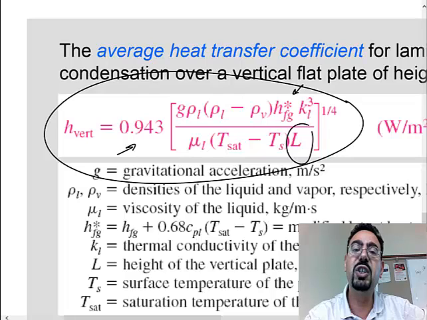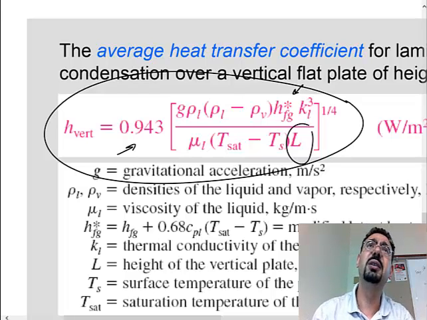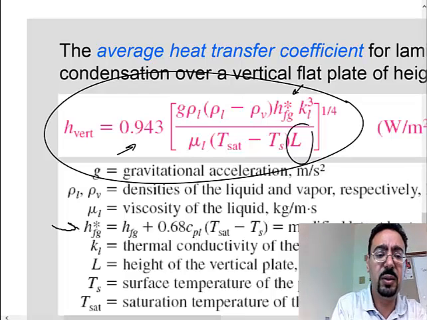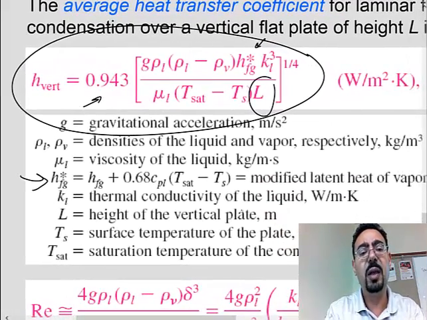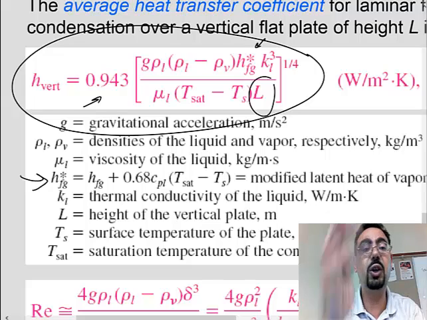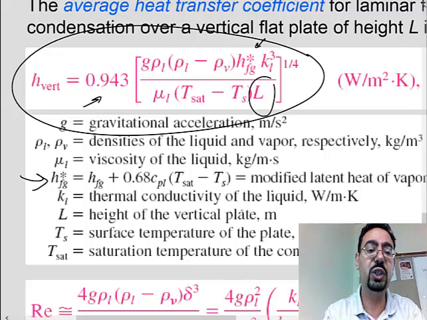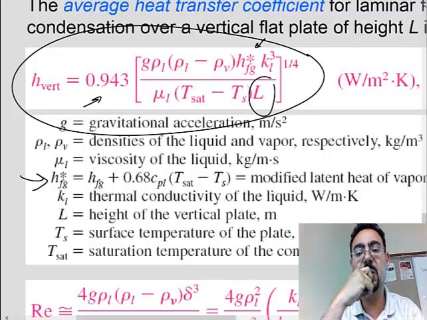And this h_fg star. Why is it not just h_fg? Anyone? Look at this. h_fg star, the one that you are going to use in the formula, is h_fg plus 0.68 c_pL (T saturation minus Ts). Why?